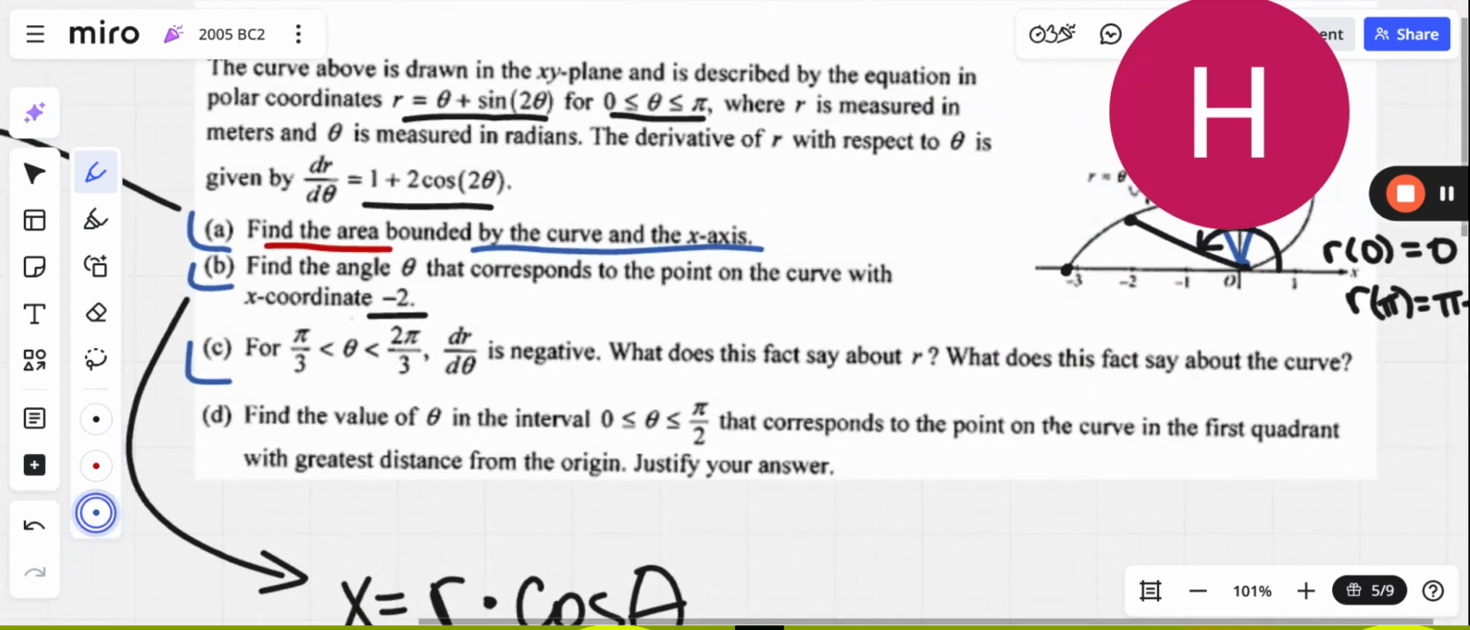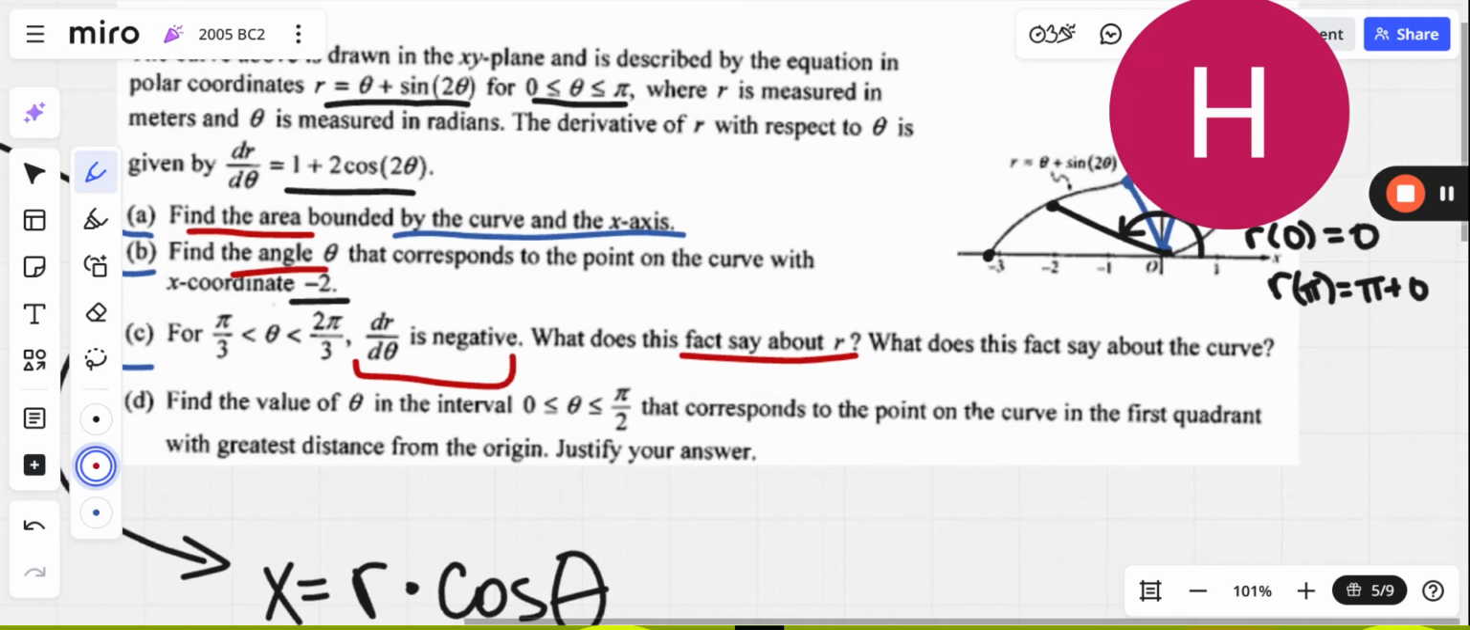Oh, part C is nice. It's more conceptual, actually. We had to find the area in part A and the angle in part B. But here it's just saying that the derivative is negative. And what does this say about r? What does this say about the curve?